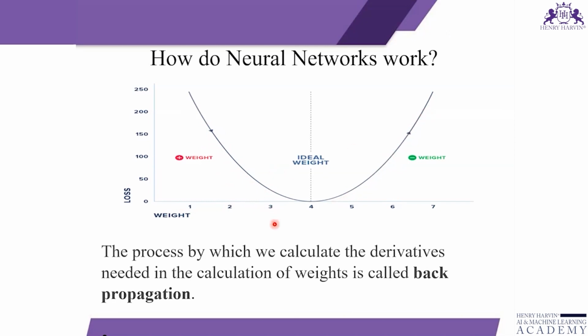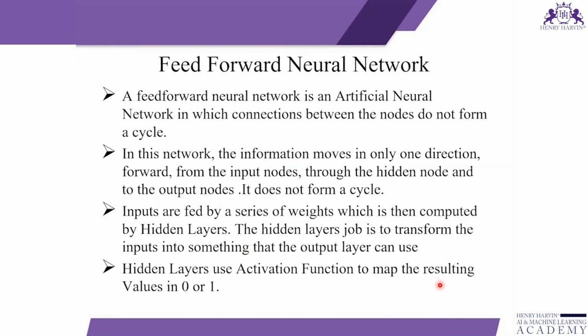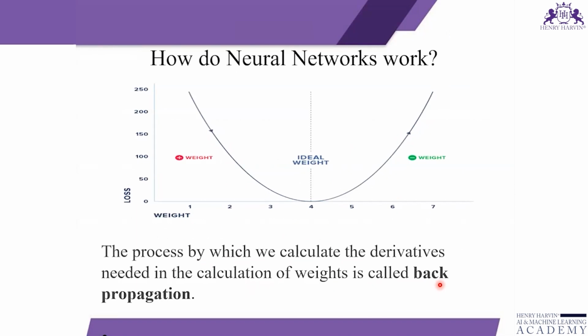Positive slope, right? So the process by which we calculate the derivatives needed in the calculation of weights is called backpropagation. So let us understand what this is, right? Okay. So in backpropagation, what happened? We initialized with weight equal to 2. We got some loss value. And then we were trying with several weights. So we were working backward, right? So we were just adjusting the weights. And based upon that, we are calculating the loss, right?